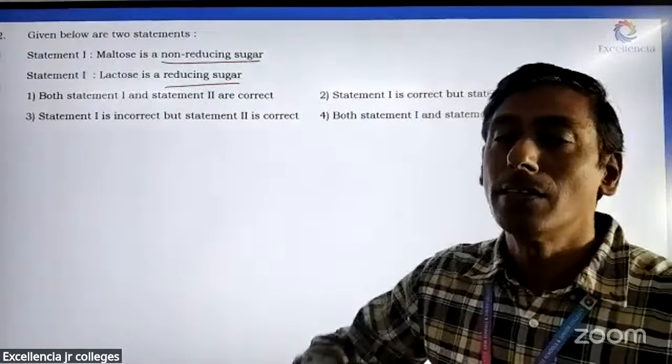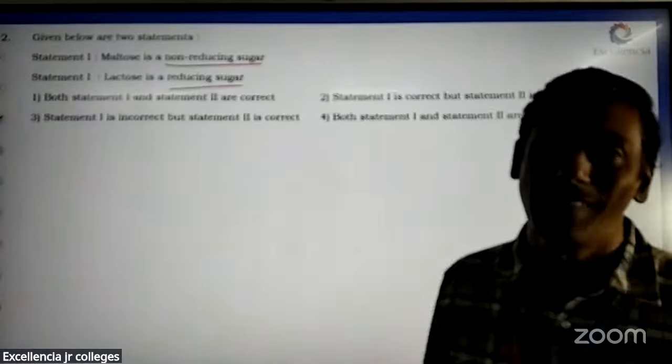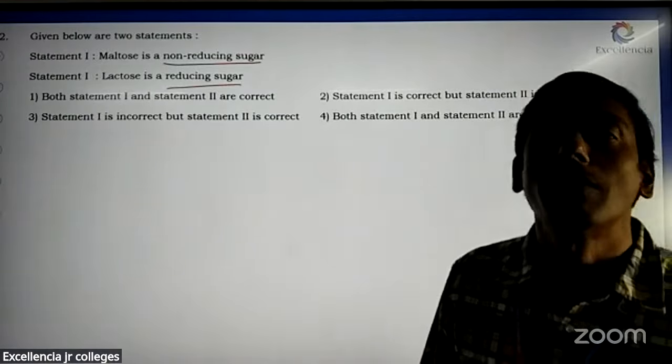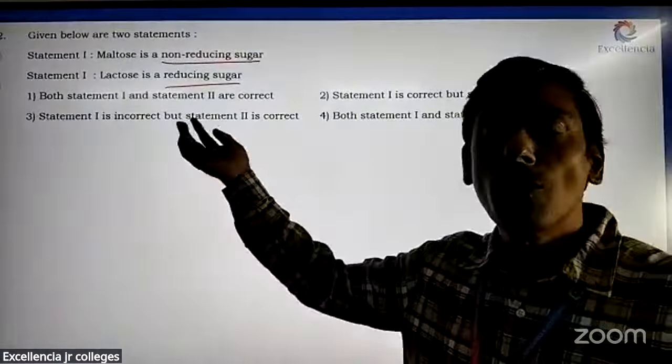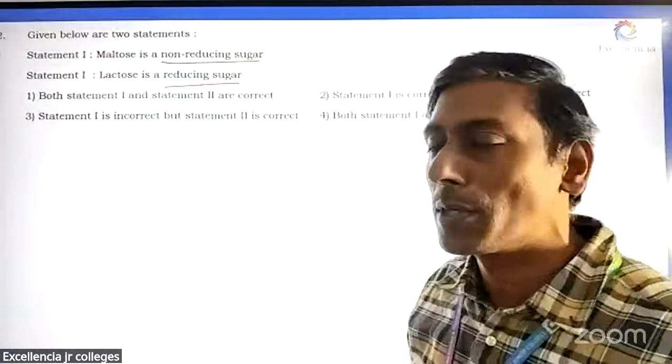In the other sessions, or in the January session, they were giving the structures and asking which is reducing sugar and non-reducing sugar. By seeing the structure, if you have the hemiacetal group, we'll say reducing sugar. But here, no need to go for the structure also. It becomes an easy question. Maltose is a non-reducing sugar, they give.